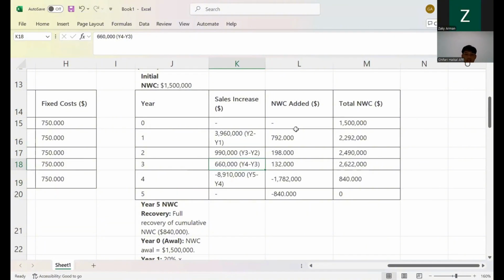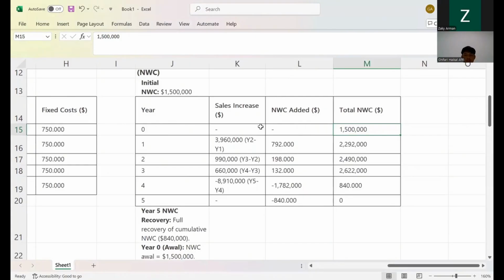And for the NWC added, we get it from the sales increase times 20%. And we got this amount. And for the total NWC, for year 0, we got 1.5.